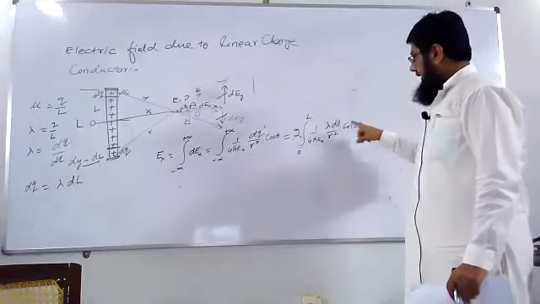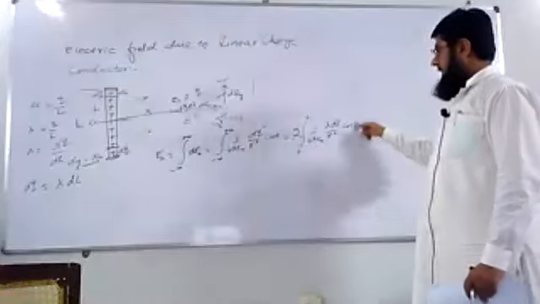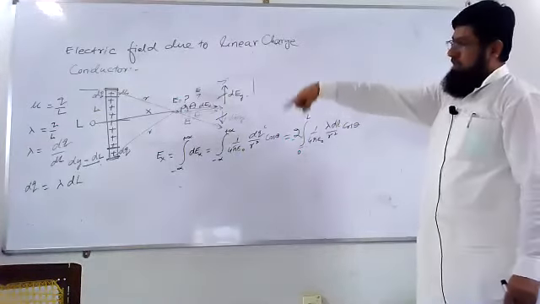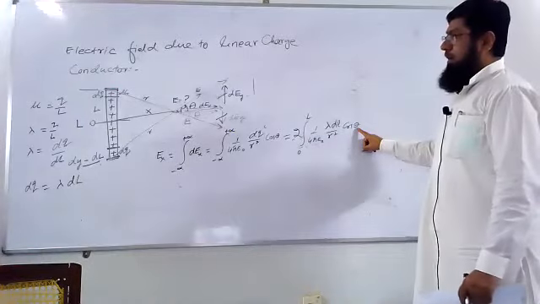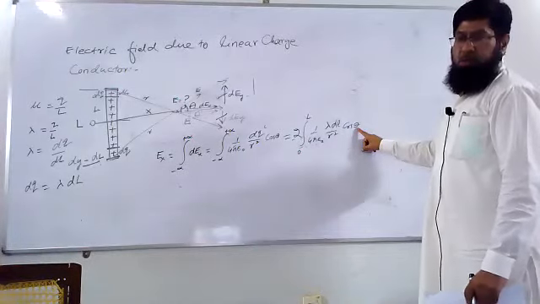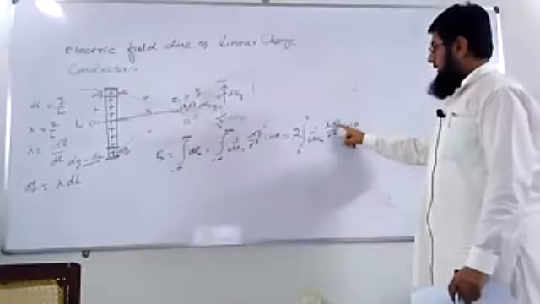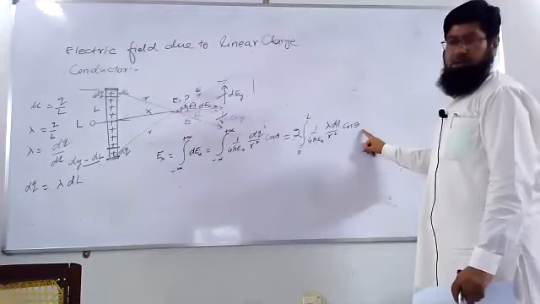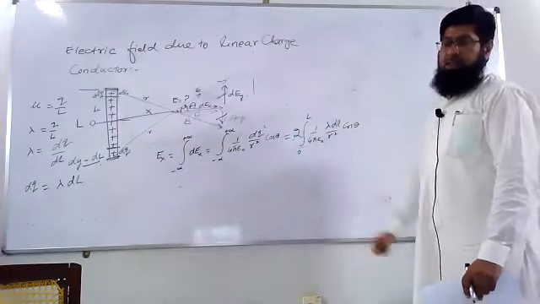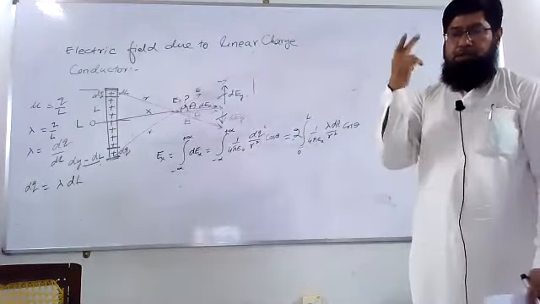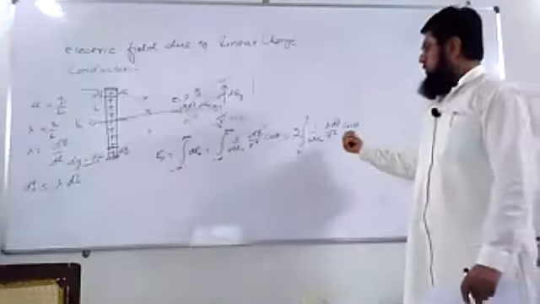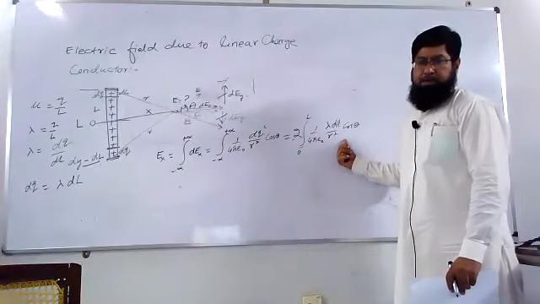Now here, if we look into this integration, dl, which is the length of the wire, is a variable. The angle theta is a variable. So now these are the two variables, one is the length and the other is the angle theta. So in this integration, there must be only one variable which is to be integrated. So if we have two variables, then we will use the change of variable technique.